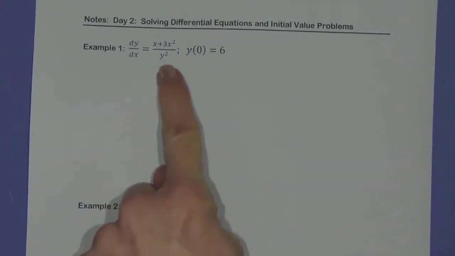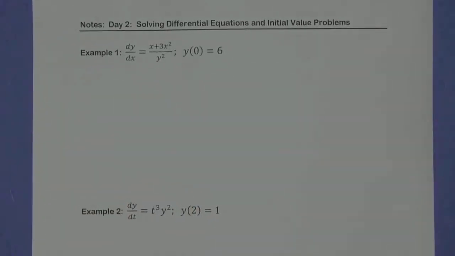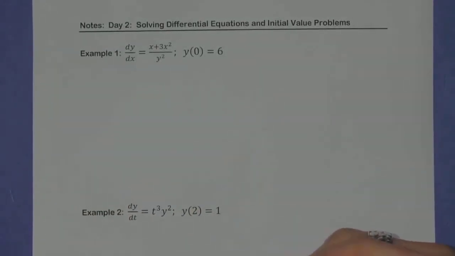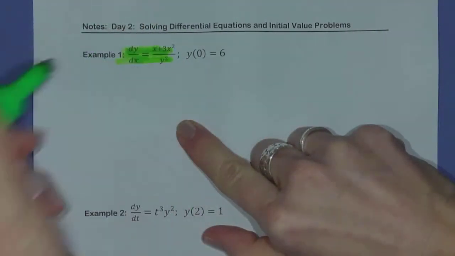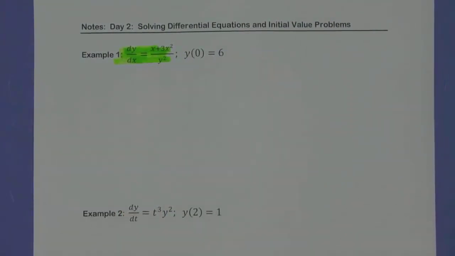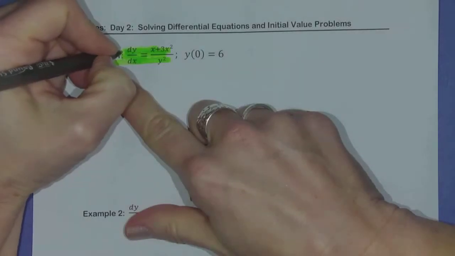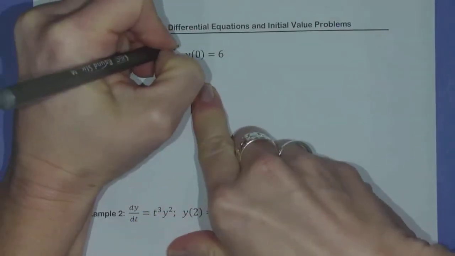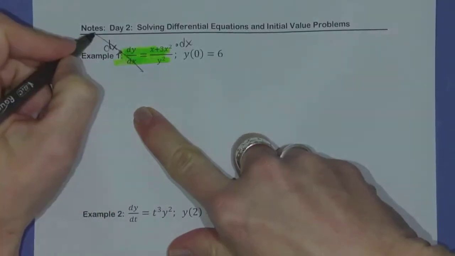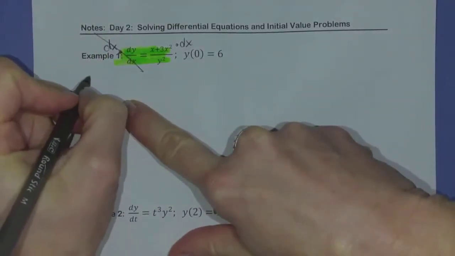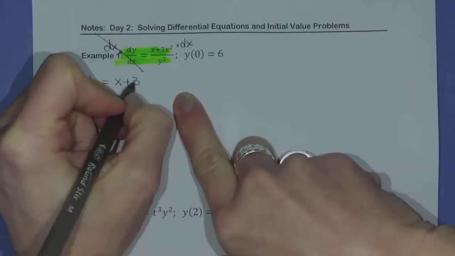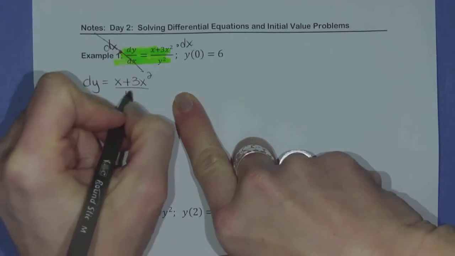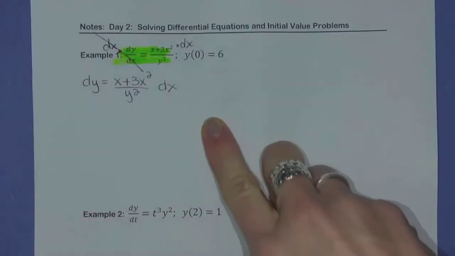So the first thing we're going to do is separate our variables. This is a separable differential equation. What I really want to do is get all of my x's to the right side and all of my y's to the left. So I'm going to start quite simply by multiplying both sides of the differential equation by dx. That will clear the dx out of the left side and give me dy equals (x + 3x^2)/y^2 times dx.